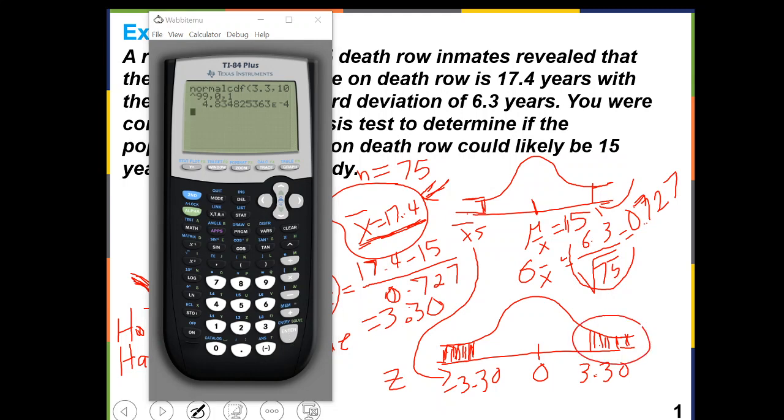Now we know that this area is exactly the same, so you just multiply it by 2. We're going to get a really small number. That number is e to the negative 4, which means I have to move the decimal place to the left 4 places. So let's do it over here. So we got 9.6696. I'll move it 1, 2, 3, 4.